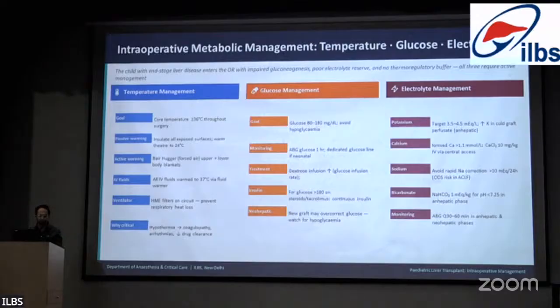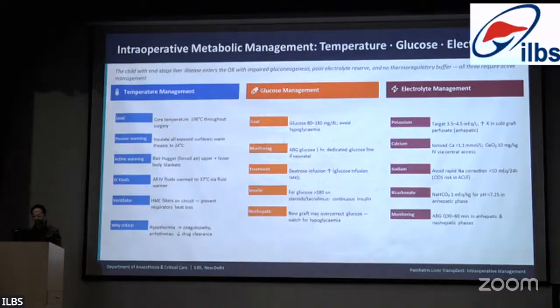The goal of temperature management should be to maintain a temperature of more than 36 degrees. Passive warming should be done by insulating all surfaces, and warming the theater to 24 degrees. Active warming is given by Bair Hugger on the upper and lower extremities. All IV fluid should be warmed. The glucose goals are to keep the glucose between 80 to 180 milligram per deciliter, and avoid hypoglycemia. ABG should be done hourly to monitor the glucose, and a 1% dextrose infusion is preferred in the pediatric population. Electrolyte disturbances are quite common.